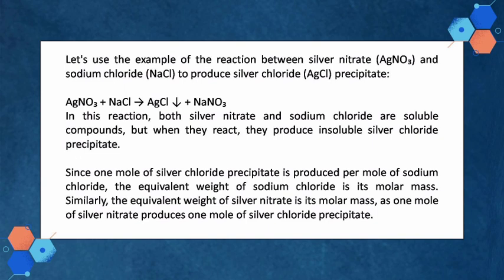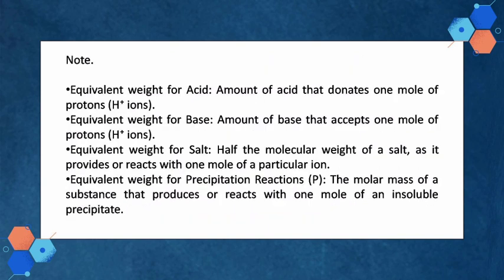of silver chloride precipitate. Note: equivalent weight for acid is the amount of acid that donates 1 mole of protons, H+ ions. Equivalent weight for base is the amount of base that accepts 1 mole of protons, H+ ions. Equivalent weight for salt is half the molecular weight of a salt, as it provides or reacts with 1 mole of a particular ion. And equivalent weight for precipitation reactions, P, is the molar mass of a substance that produces or reacts with 1 mole of an insoluble precipitate.